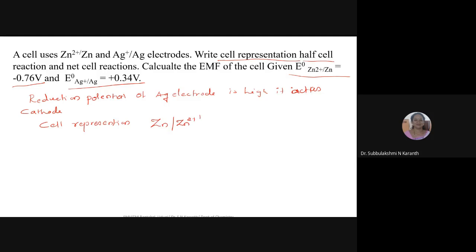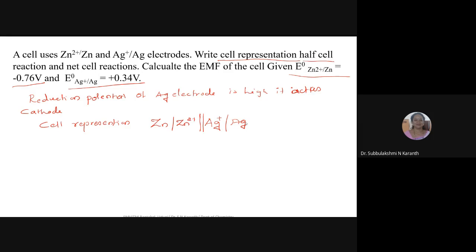Then you have to write the double vertical line, that is the salt bridge. The two electrodes are connected by means of a salt bridge. And then you write the cathode representation, that is silver electrode, Ag+ bar Ag. First anode, then cathode.